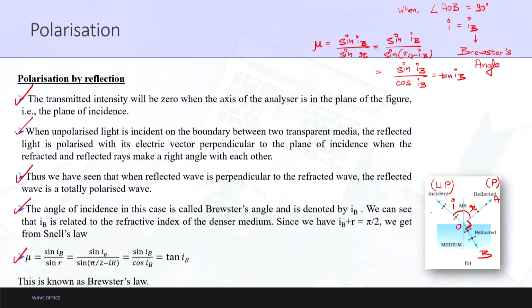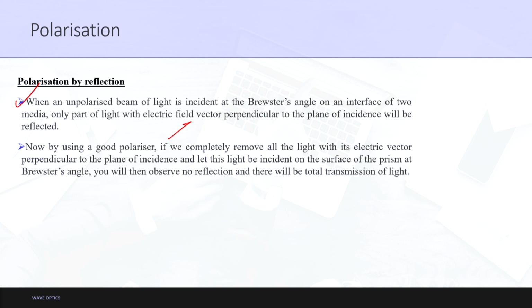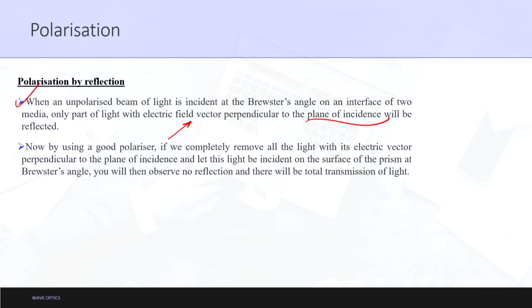It is saying that only and only that part of the unpolarized light will be reflected which has the electric field vector perpendicular to the plane of incidence. What is the plane of incidence? This is the plane of incidence for us. So only the part of light with electric field vector perpendicular.